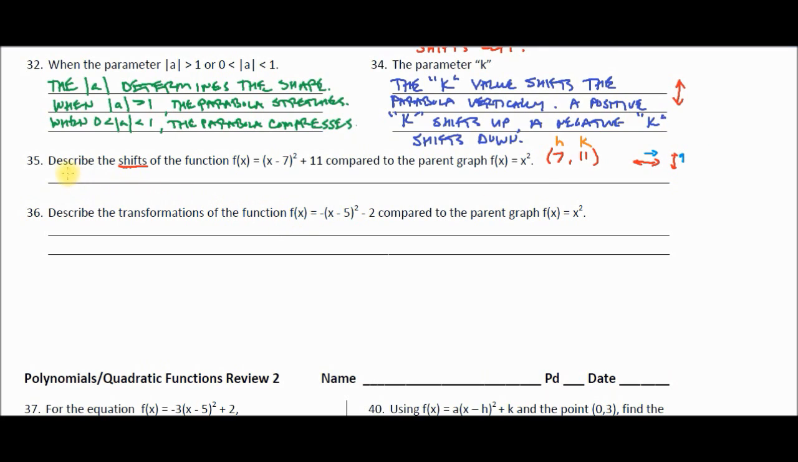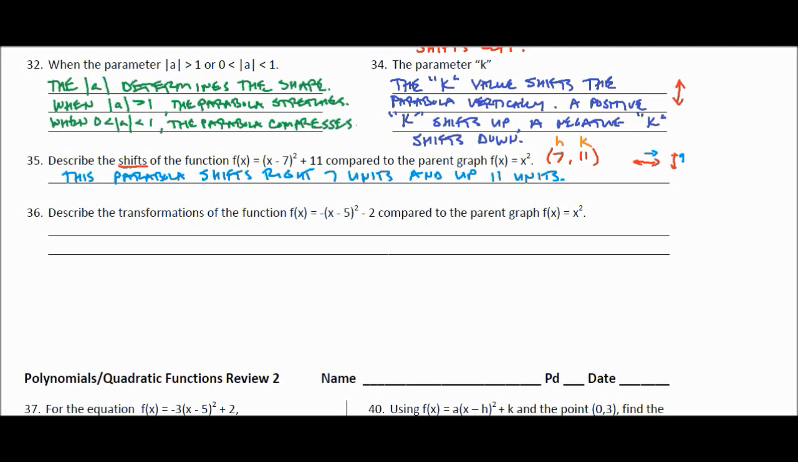So I'm going to write on here this parabola shifts right seven units and up 11 units. You see we got all that information just by looking at the values of H and K, which determine where the new vertex is going to be.